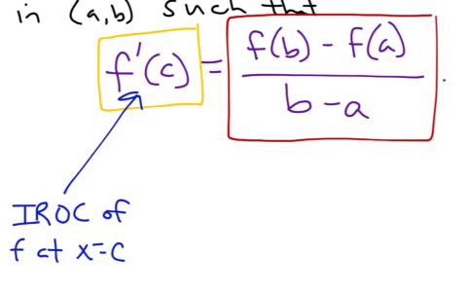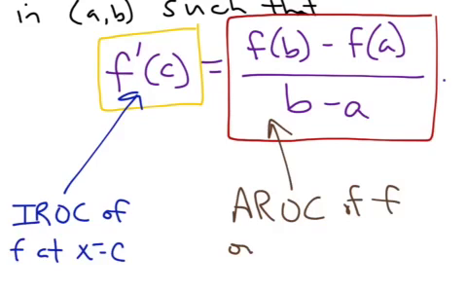Now we should recognize, on the other hand, that the right-hand side is our average rate of change of f on the interval from a to b. So another thing that the mean value theorem is guaranteeing for us, provided the function is continuous on the closed and differentiable on the open, is that if you take the average rate of change of the function over the entire interval, then there has to be at least one point within that interval where the instantaneous rate of change had the exact same value.